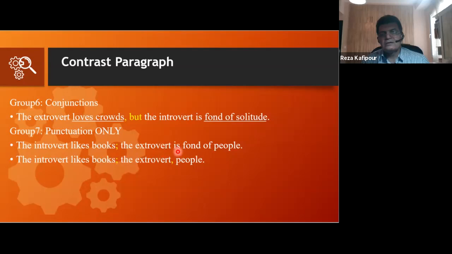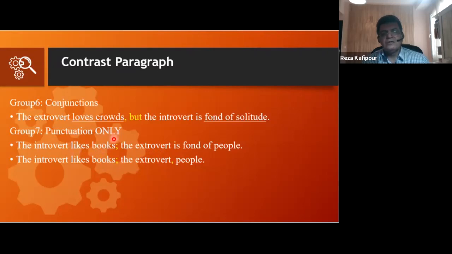Again, we may delete the similar part. For example, in this sentence, the introvert likes books. For the second one, we want to say the extrovert likes people. So like is deleted as a parallel element in this example: the introvert likes books, semicolon, the extrovert, the second like omitted and replaced by a comma, the extrovert, people, meaning the extrovert likes people. So it is also a structure that shows differences.